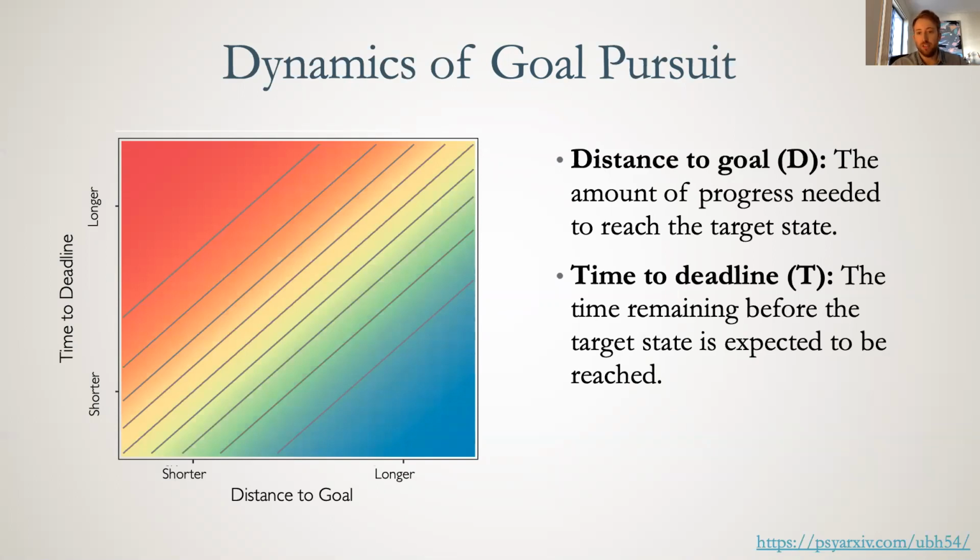And the combination of these two dimensions determines the difficulty of the goal. So anywhere above this diagonal in the red region, it's a little bit easier to achieve because there's less distance to cover and there's less time remaining. Below the diagonal in the blue region, the goal is harder to achieve. The question we're interested in here is how does the motivational value of the goal change as people move through this space?